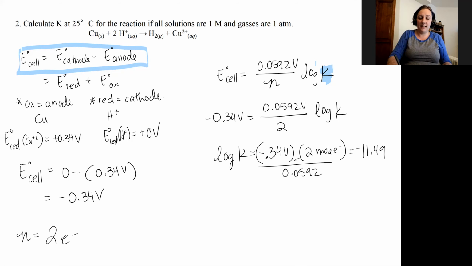So that means to isolate K, it's going to be equal to 10 to that negative 11.49, which will give me a value of 3.3 times 10 to the negative 12th. So I have an equilibrium constant that favors reactants.